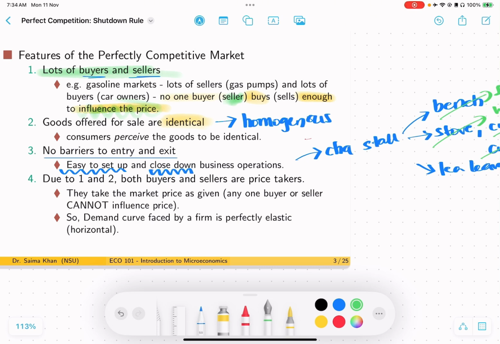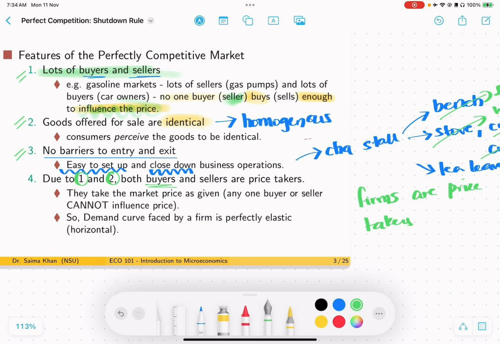Okay, so I already told you before that all of these features, they are important because they're going to influence how the perfectly competitive firm and the perfectly competitive market behaves. So just take feature one and feature two. Feature one and feature two ensures that the perfectly competitive firm, they are price takers. All right. It also ensures that consumers are price takers, right? They take the market price as given.